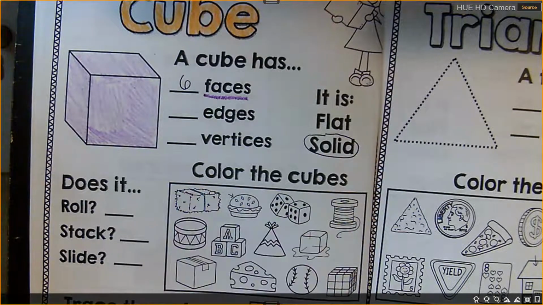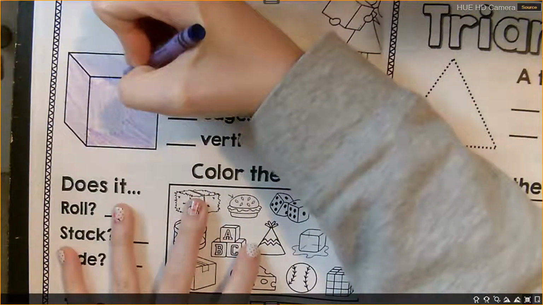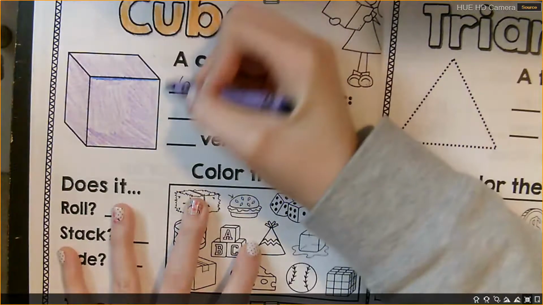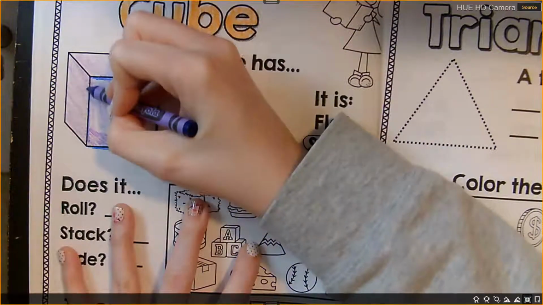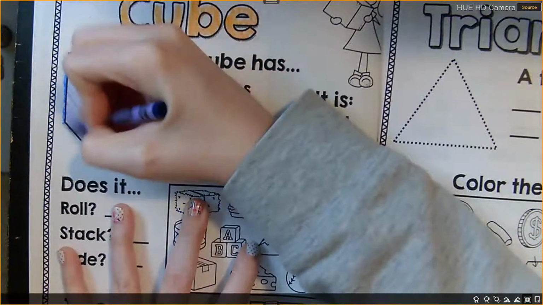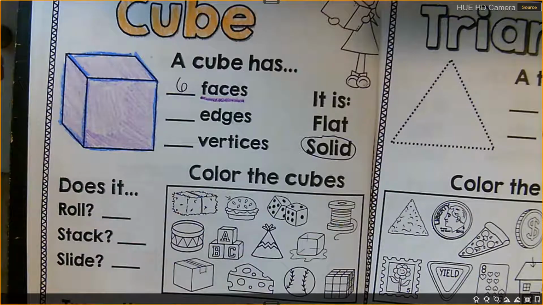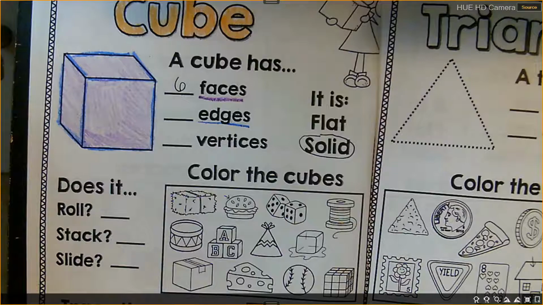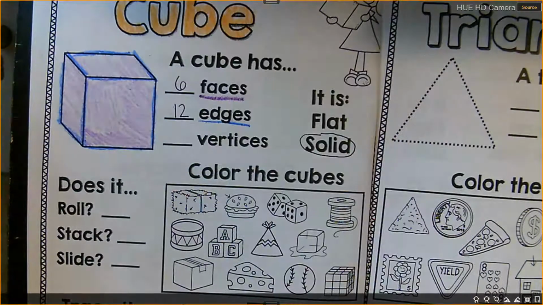And then we talked about the edges. The edges are the lines around the cube. So this is an edge. This is an edge. This is an edge. This is an edge. This is an edge. Edge, edge, edge, edge. And we can't see all the edges. And there is a total of 12 edges on a cube. We can't see some of them because it's a 3D shape.